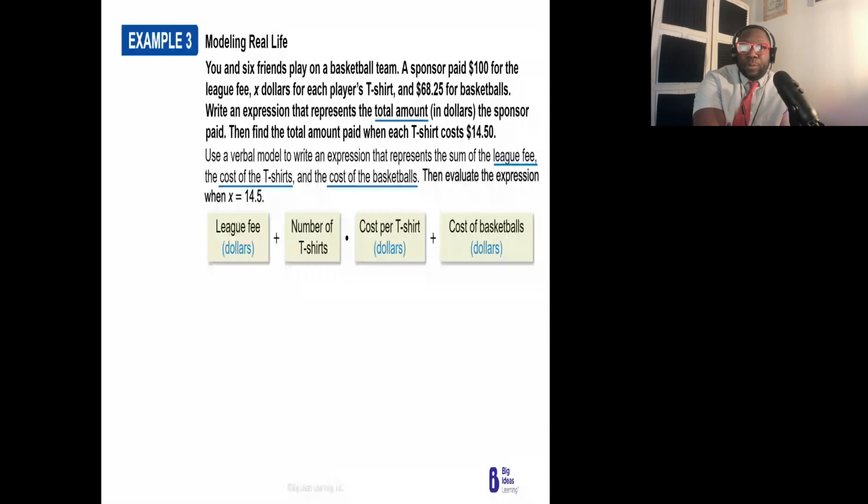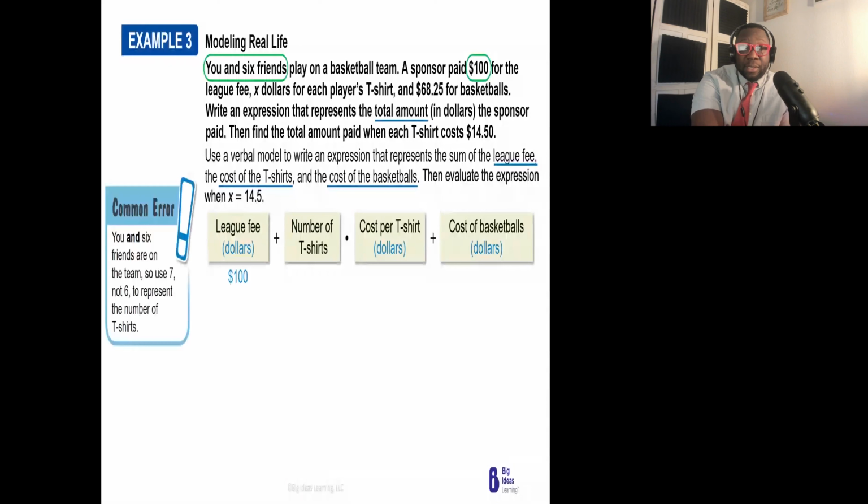So what do we know? League fee, $100. Number of t-shirts is what? Is it 6? No, it's you and your 6 friends. So we want to pay attention to that. So that's going to be equal to 7. What are the costs per t-shirt? Cost per t-shirt is told to us as X, but we're then told that X is equal to $14.50, and then the cost for basketballs is $68.25.